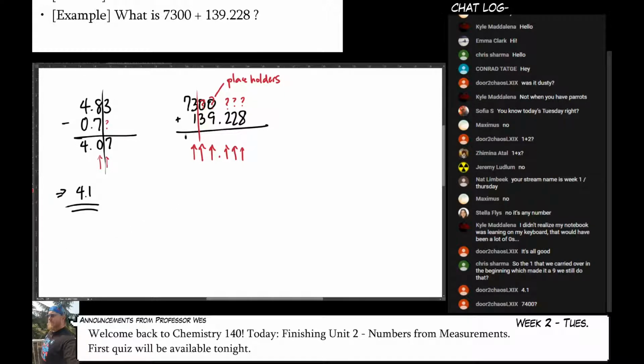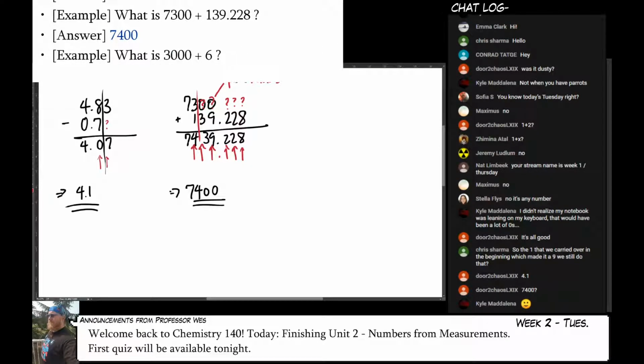Which means that when we do the addition, 7439228. We would then round to the hundreds place and get 7,400 as our answer. And that already is probably sounding bizarre to you. Like, what the heck is going on here? Why am I losing so much information that we've been doing before? And it's only going to get worse.